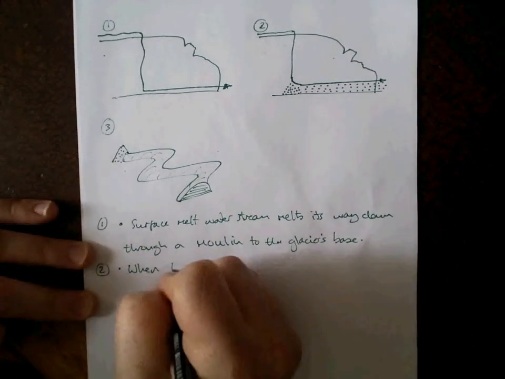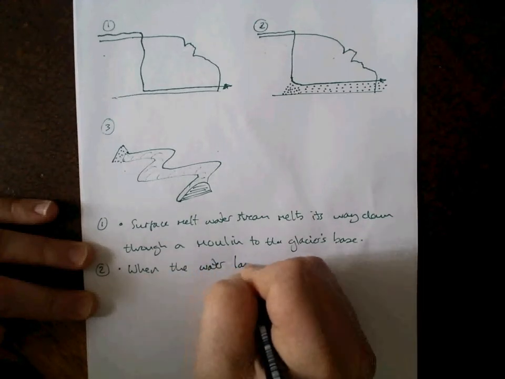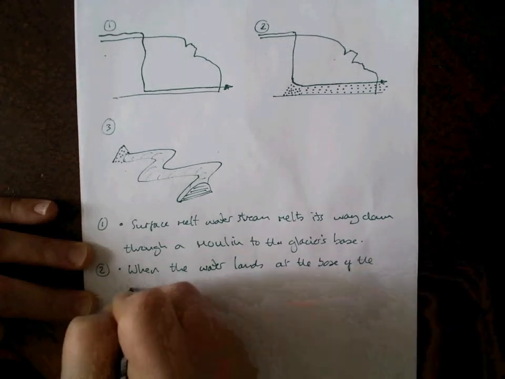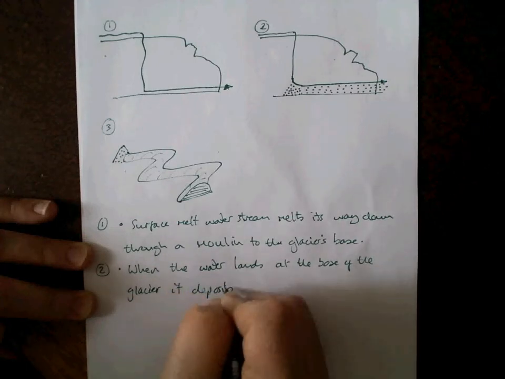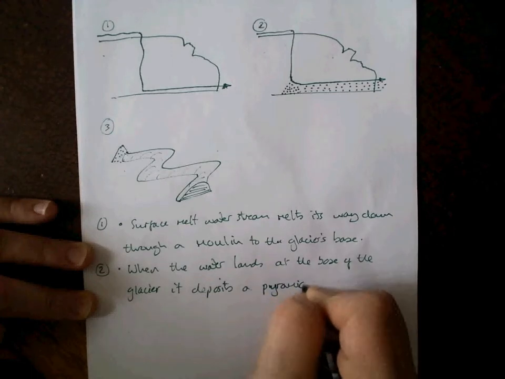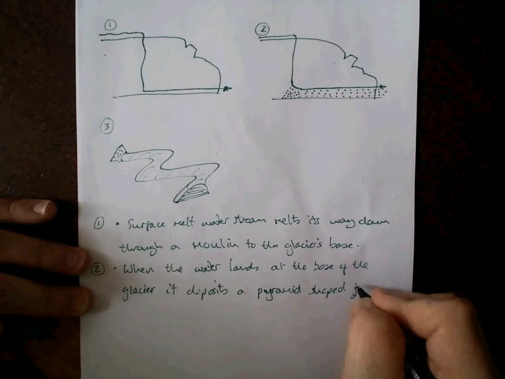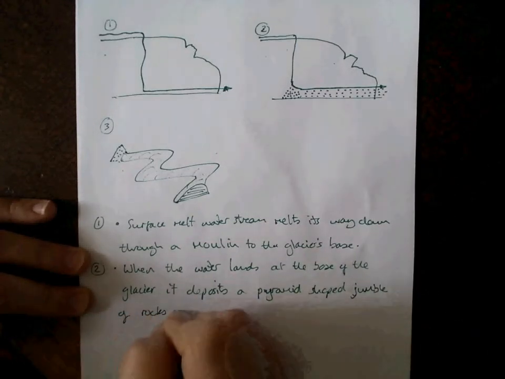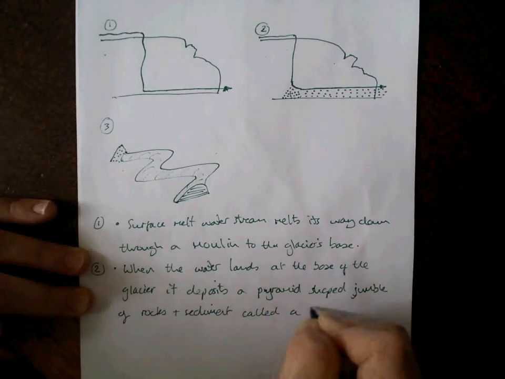In diagram 2, when the water lands at the base of the glacier, it deposits a pyramid-shaped, it wouldn't be inappropriate to use the word jumble, of rocks and sediment called a kame.